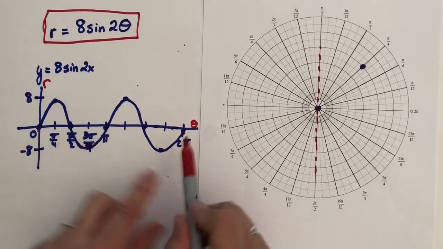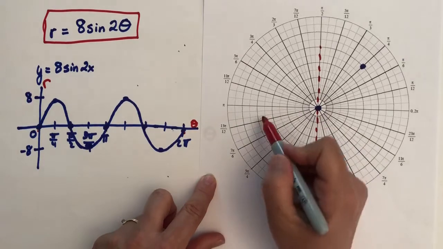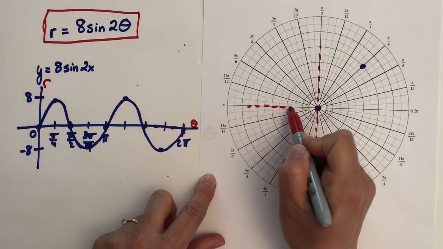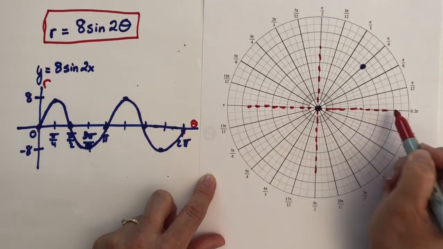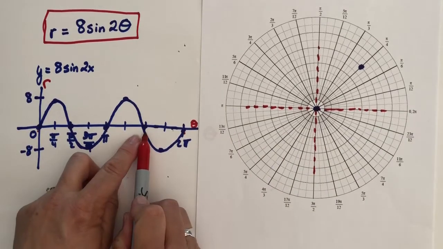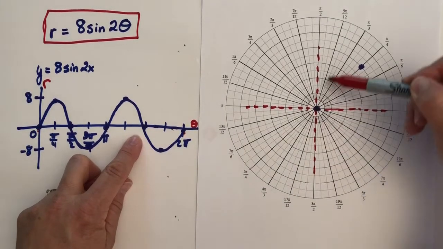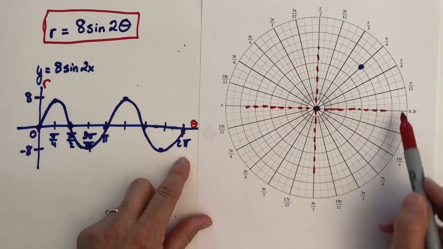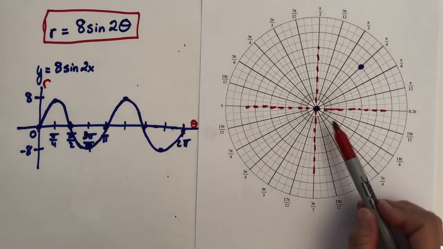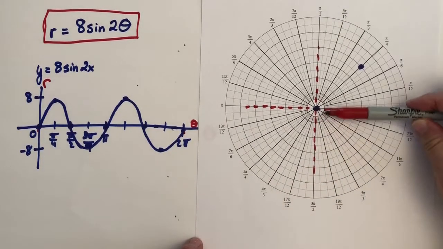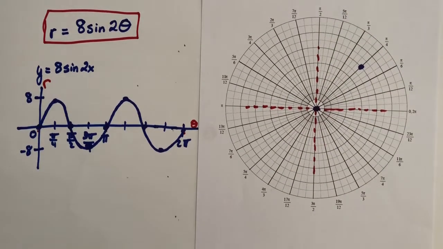And at pi, and notice I'm extending it all the way across, and at pi. And at 3 pi over 2, but I already have that one in, and at 2 pi, and I already have that in as well. So the graph will be tangent to those lines that I have in.